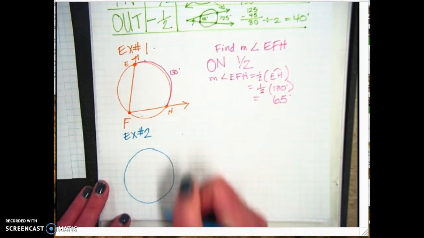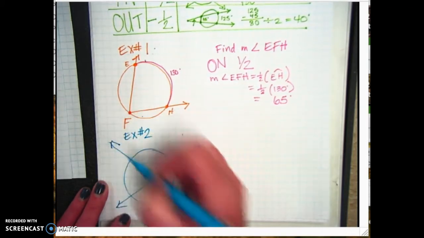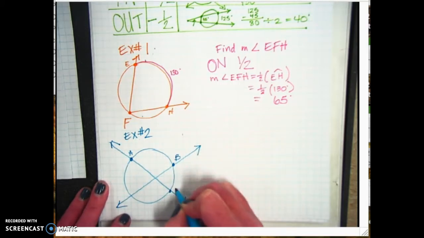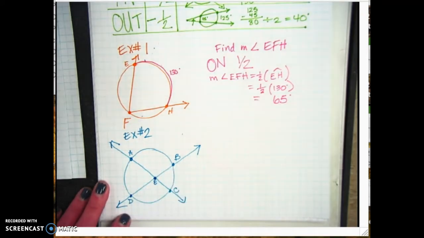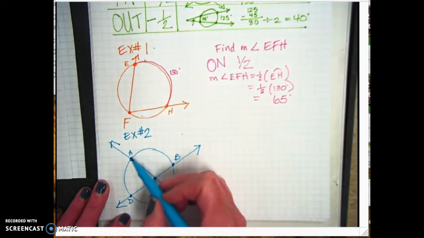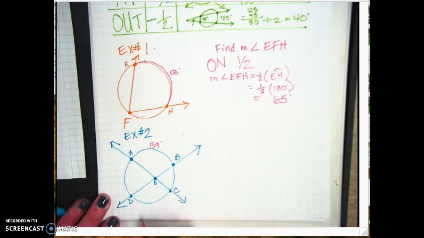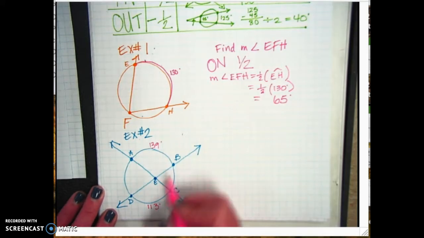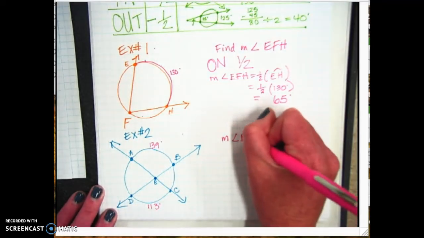Start with another circle. This intersection is going to be A. This intersection is B. This intersection is C. This one's D. And we'll make this point E. Okay. So arc AB up top here is 139 degrees. And arc DC down here is 113 degrees. I actually want you to find the measure of angle BEC.